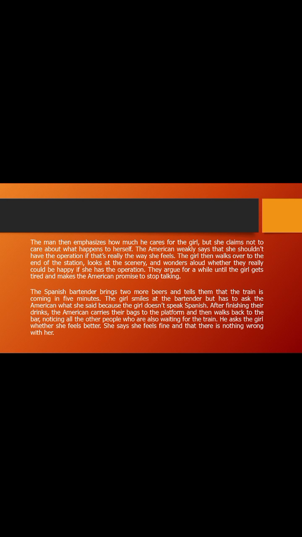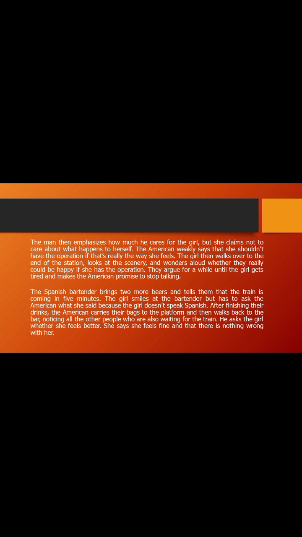The girl smiles at the bartender or the waitress but has to ask the American what she said because the girl doesn't speak Spanish. After finishing their drinks, the American carries their bags to the platform and then walks back to the bar, noticing all the other people who are also waiting for the train. He asks the girl whether she feels better. She says she's fine. She feels fine and that there's nothing wrong with her.